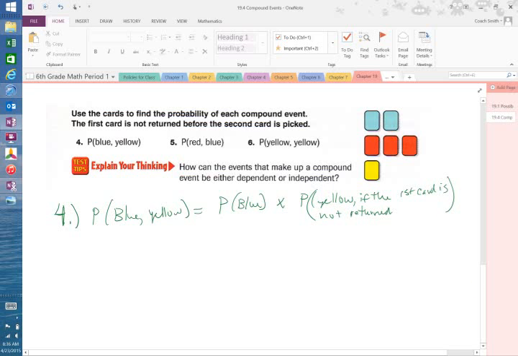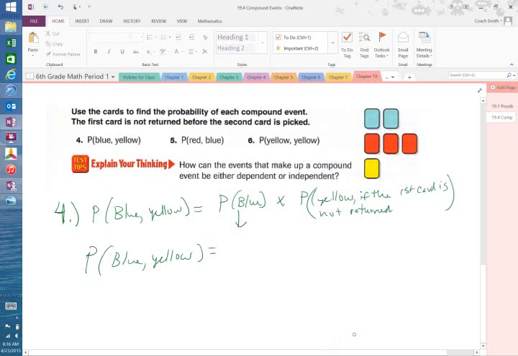Okay, so let's look at the probability then. What is the probability of blue? That I pick a blue card. Two sixths, which is one third. Okay, because there's 1, 2, 3, 4, 5, 6 cards. Okay, there's 2 blue cards. So that's 2/6, which we reduced to simplest form to 1/3.